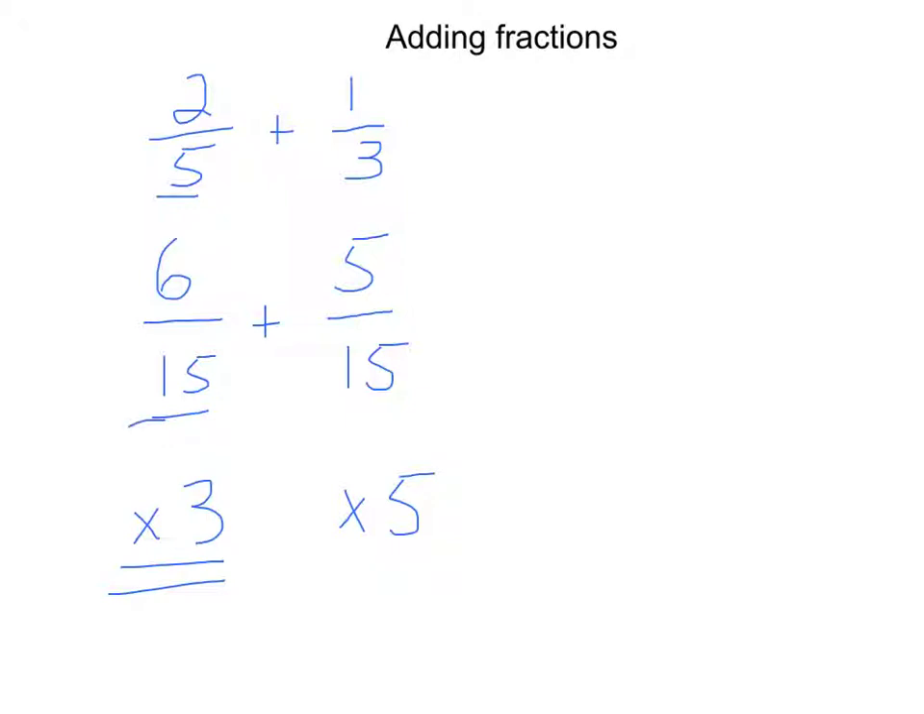Now that we have a common denominator, we can go ahead and add our numerators. So we do 6 plus 5, which is 11, and our denominator stays the same. So we know that 2/5 plus 1/3 equals 11/15.